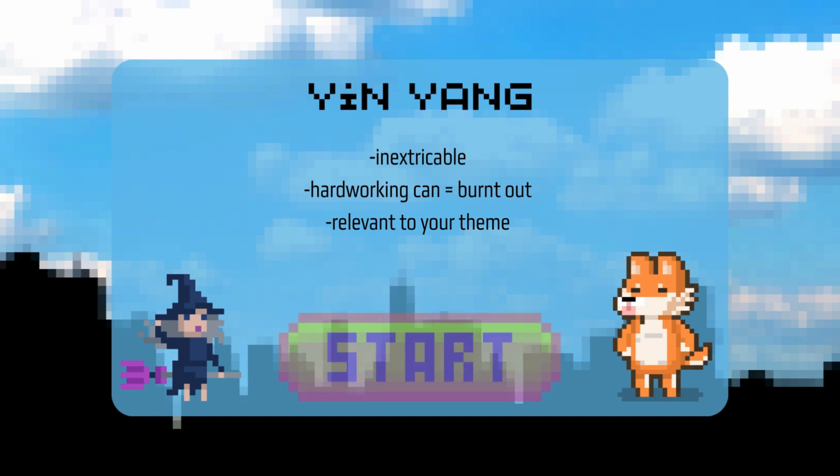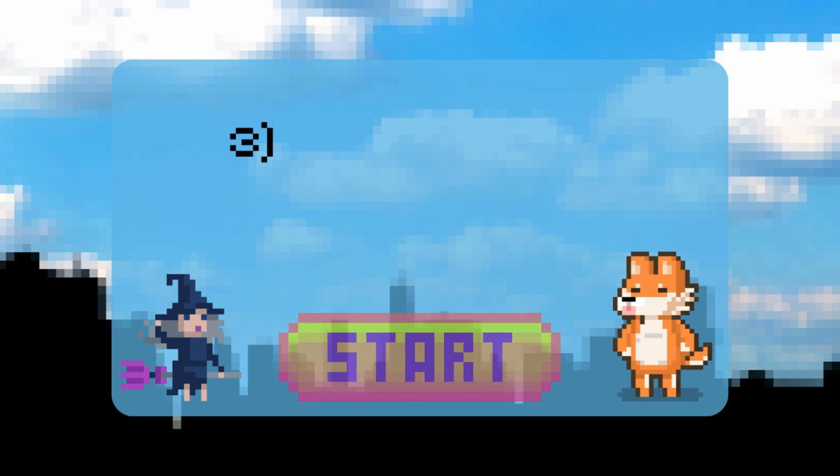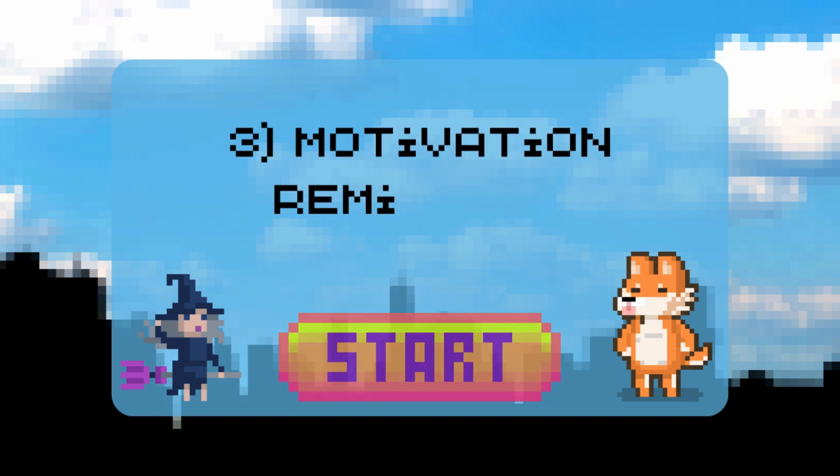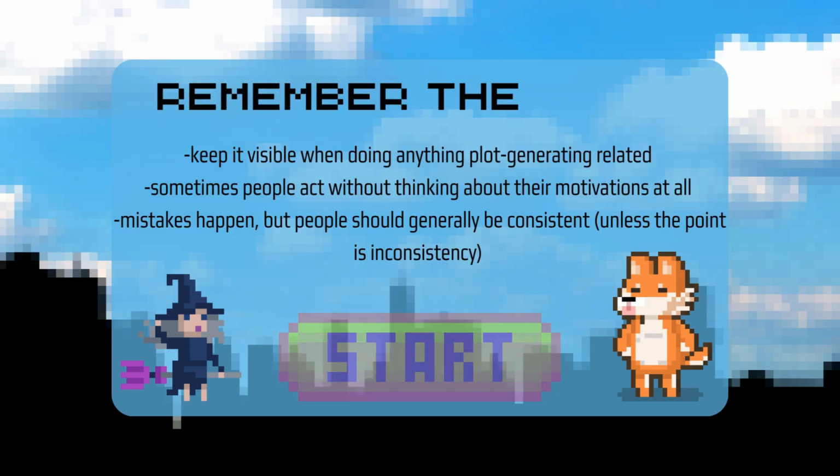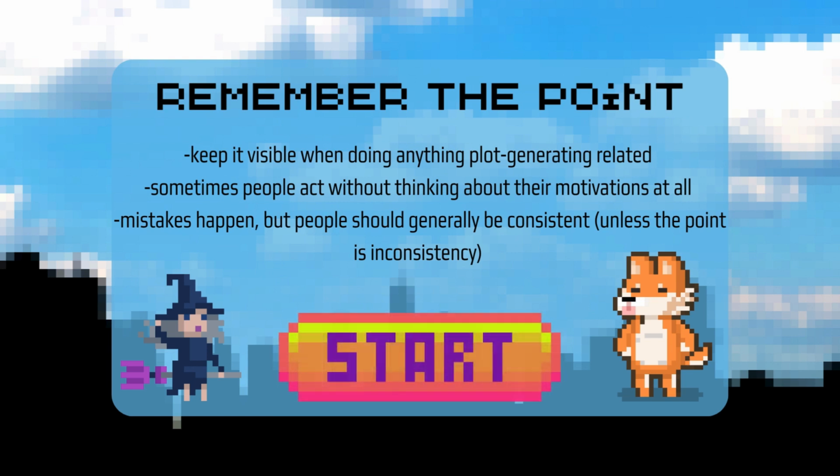So their flaws and their strengths should also be relevant to the plot and the message that you are trying to say. My third tip is about motivations. Keep your character's biggest motivation somewhere visible while outlining or drafting, depending on whichever one. If you're an outliner, I would do it while outlining. If you don't outline, do it while drafting.